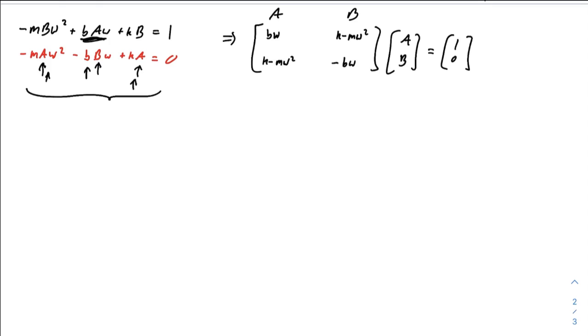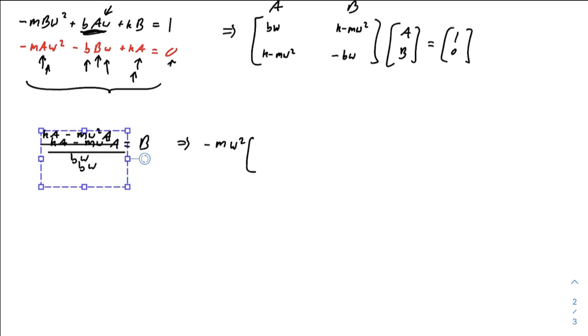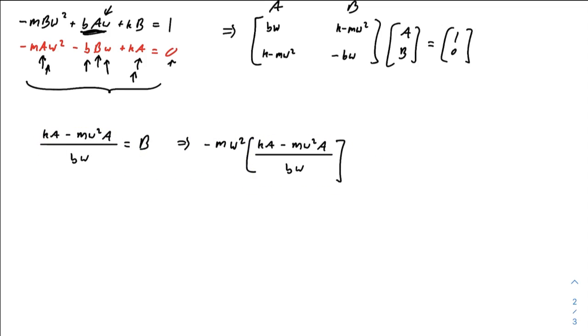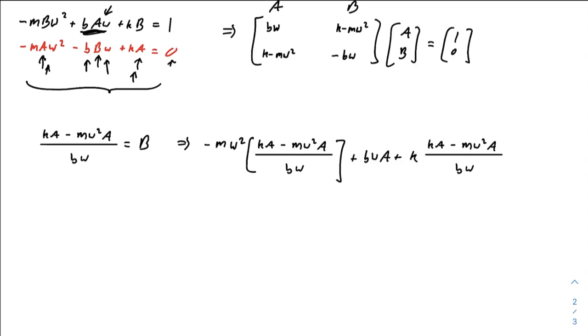So the first thing that I'm going to do is get b by itself on the bottom, because it's going to be easier with this 0, right? So we have (ka minus m omega squared a) all over b omega is equal to capital B. Okay, so I can plug this into my top equation. So I get minus m times omega squared times this whole thing right here, so that's my b, plus b omega a plus k times this whole thing right here is equal to 1.